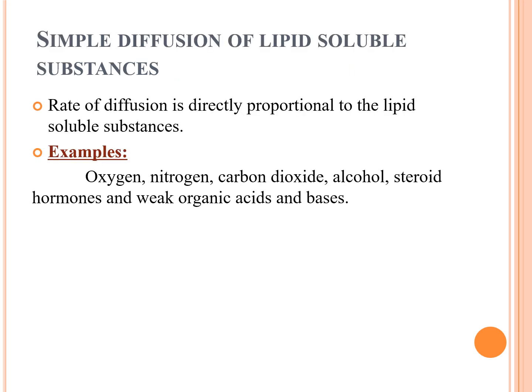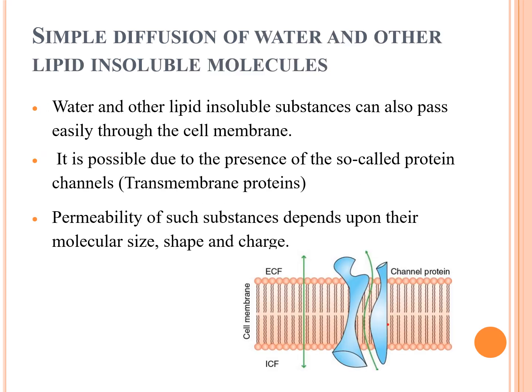Lipid soluble substances easily pass through simple diffusion. This we discussed already. So the rate of diffusion is directly proportional to lipid solubility. Examples like oxygen, nitrogen, carbon dioxide, alcohol, steroid hormones, weak organic acids and bases are all lipid soluble substances which can easily pass through the cell membrane. Through simple diffusion, these substances can pass from higher concentration to lower concentration without expenditure of energy, that is, along the gradient. So this is what we should remember.